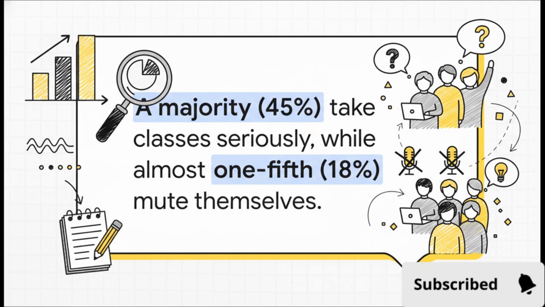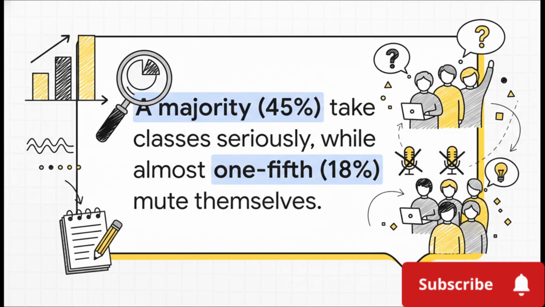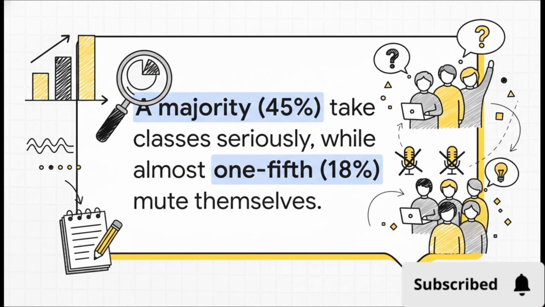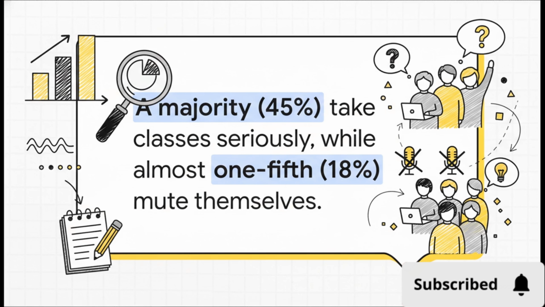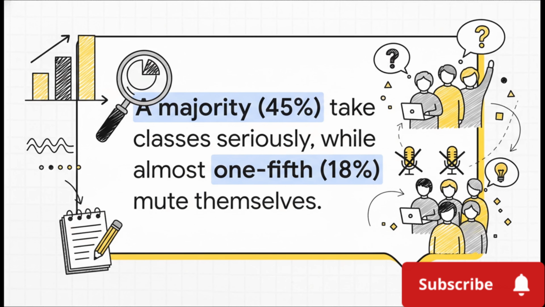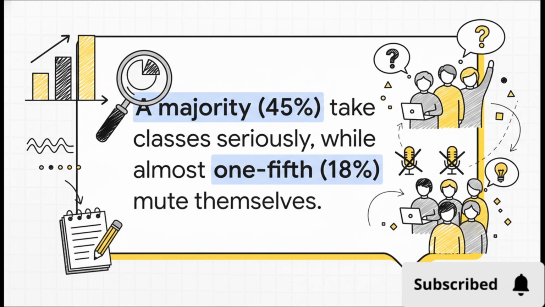Next up is the body, and this is where you use specific data to build your case. Notice it doesn't just say a lot of students are serious. No, it says a majority of respondents, 45%. It doesn't say some students mute themselves. It says a little under 1/5, 18%. This is where you present the cold, hard evidence straight from the chart.